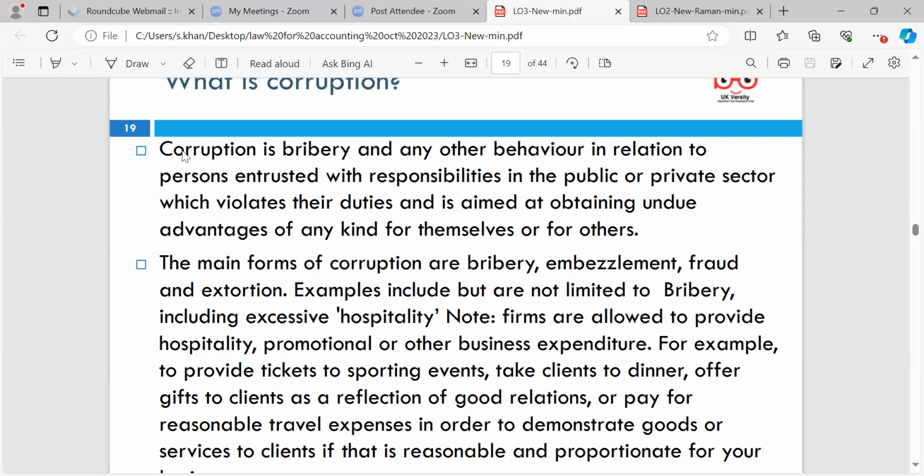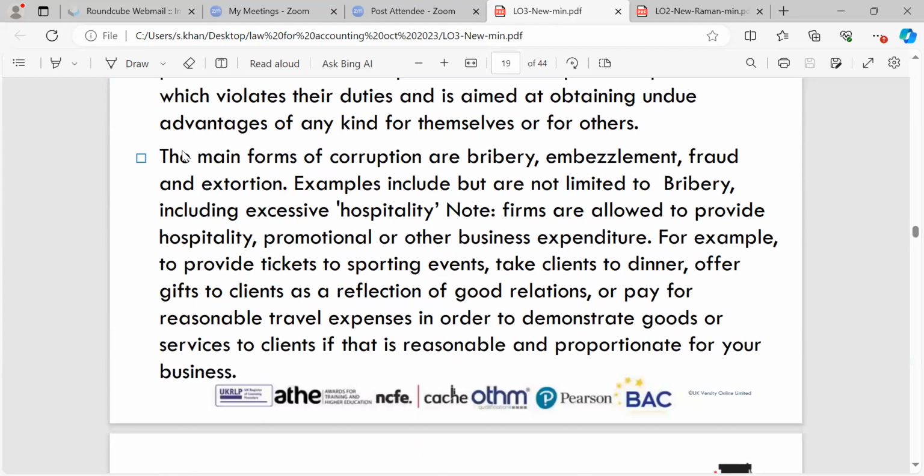So corruption is bribery and other behaviour in relation to persons entrusted with responsibilities in the public or private sector, which violates their duties and is aimed at obtaining undue advantages of any kind for themselves or for others. The forms of corruption are bribery, embezzlement, fraud, and extortion. Examples include, but are not limited to, bribery, including excessive hospitality. Firms are allowed to provide hospitality, promotional or other business expenditure, for example, to provide tickets to sporting events, take clients to dinners, offer gifts to clients as a reflection of good relations, or pay for reasonable travel expenses.